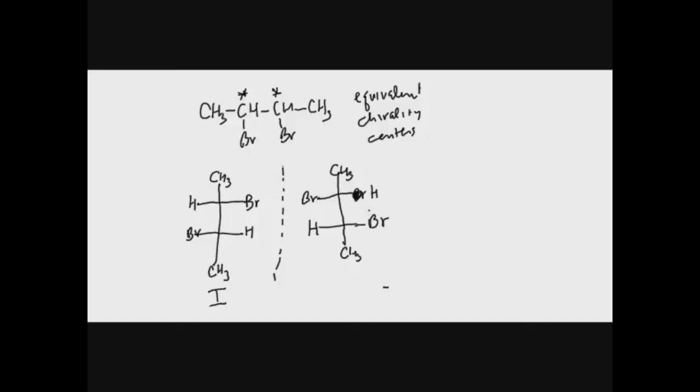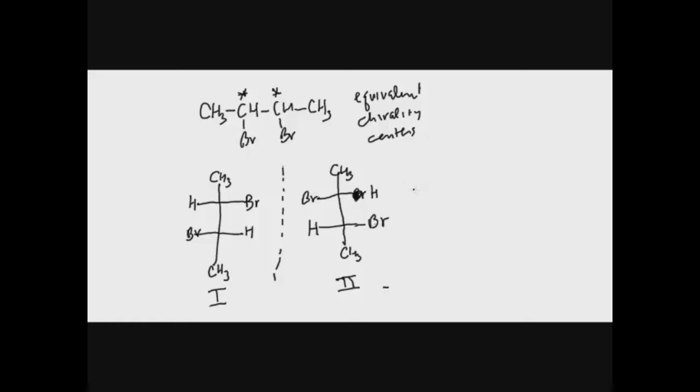If I were to rotate this image 180 degrees, this Br here would fall where the hydrogen is, and so forth, and they don't superimpose. So we have found an enantiomer. This, our Roman numeral 2, is an enantiomer of number 1. All right, now we'll proceed as we did before.